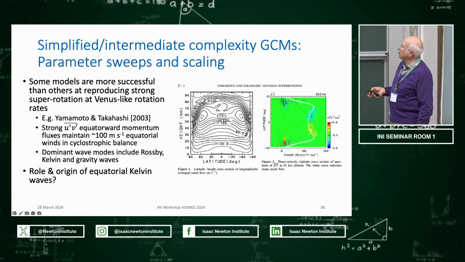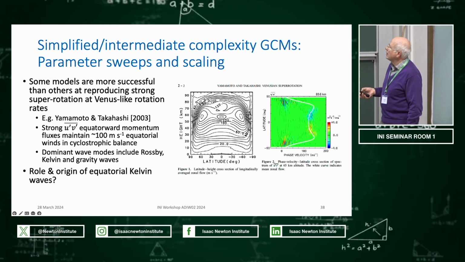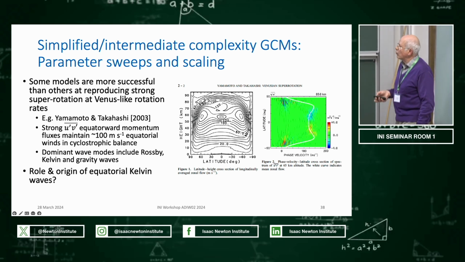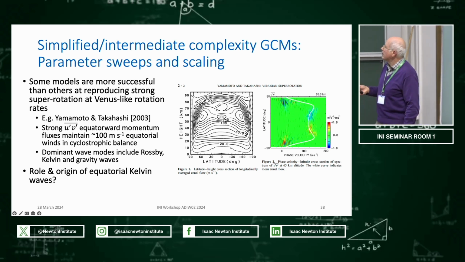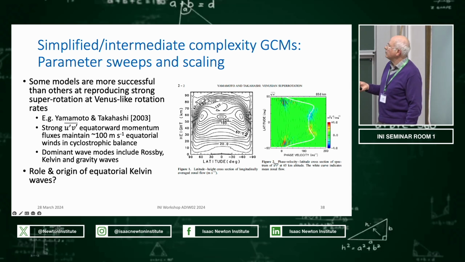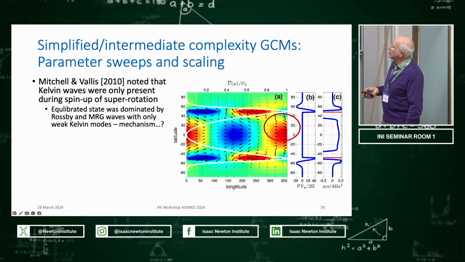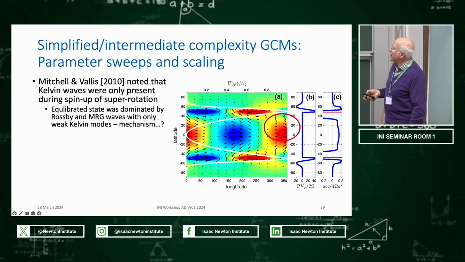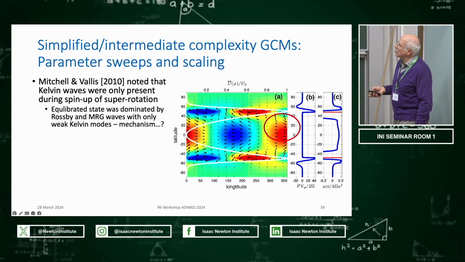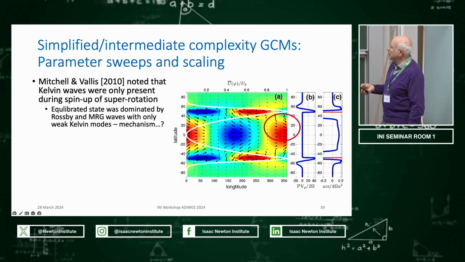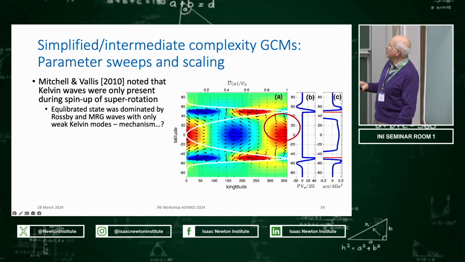In particular, looking at the models that are successful in reproducing zonal wind structures similar to what's observed on Venus, it turns out that the equatorial Kelvin wave plays an important role. This is a wave that was mentioned, I think, in Antoine Vanay's talk as well. Mitchell and Vallis looked at this question in their simple GCM studies, and noted that the equilibrated state was dominated by Rossby and mixed Rossby-gravity waves with only weak Kelvin modes, even though Kelvin waves played an important role in spinning up the flow.